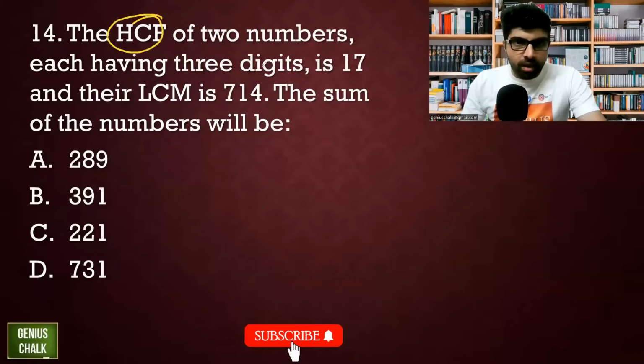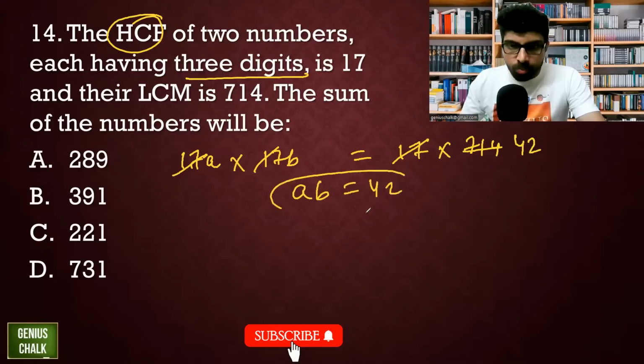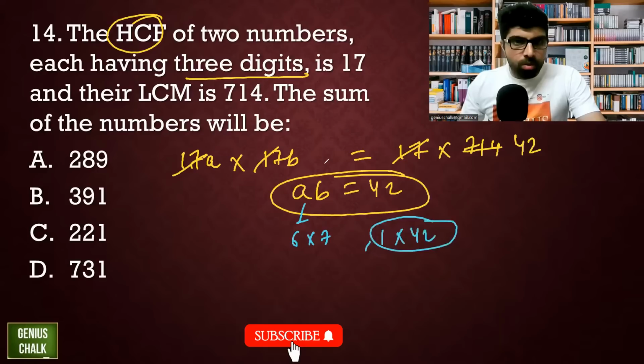HCF of two numbers each having 3 digits is 17. So the two numbers are 17A and 17B. Their LCM is 714. That means that must be equal to the respective HCF and LCM product. 17 is cancelled. So 17 4s are 68, so this AB has to be 42. That means A and B have to be co-prime. Let's find the co-prime pairs: it is 6 into 7 and 1 into 42. So most probably our answer must come from this pair, as the other is very big.